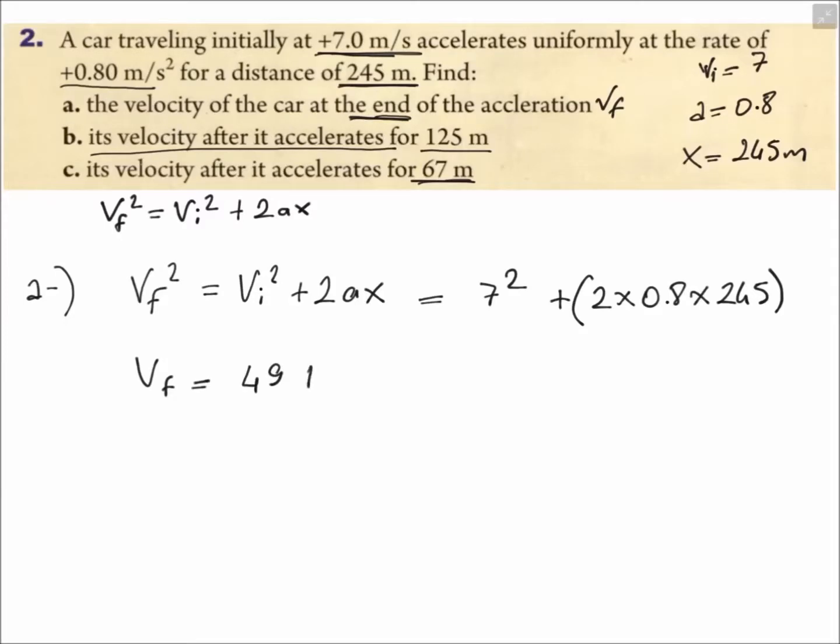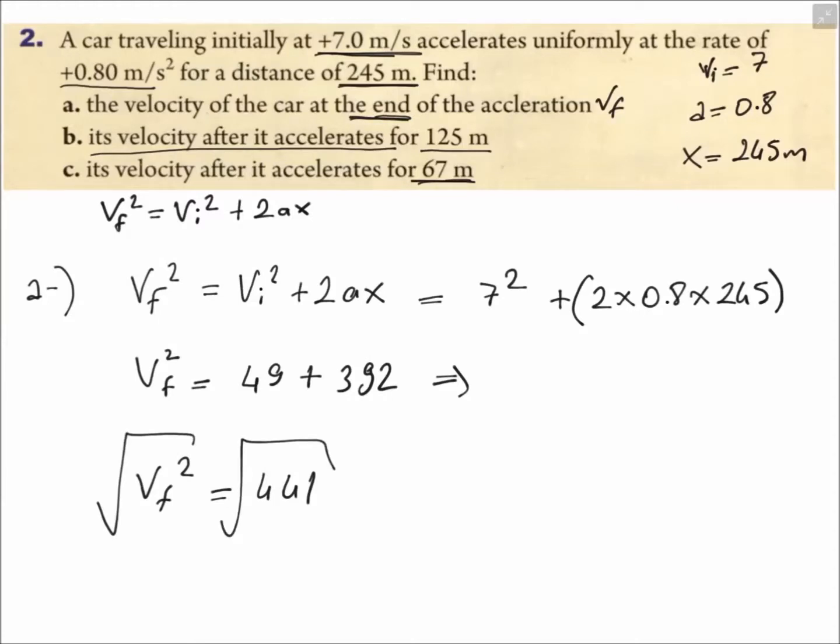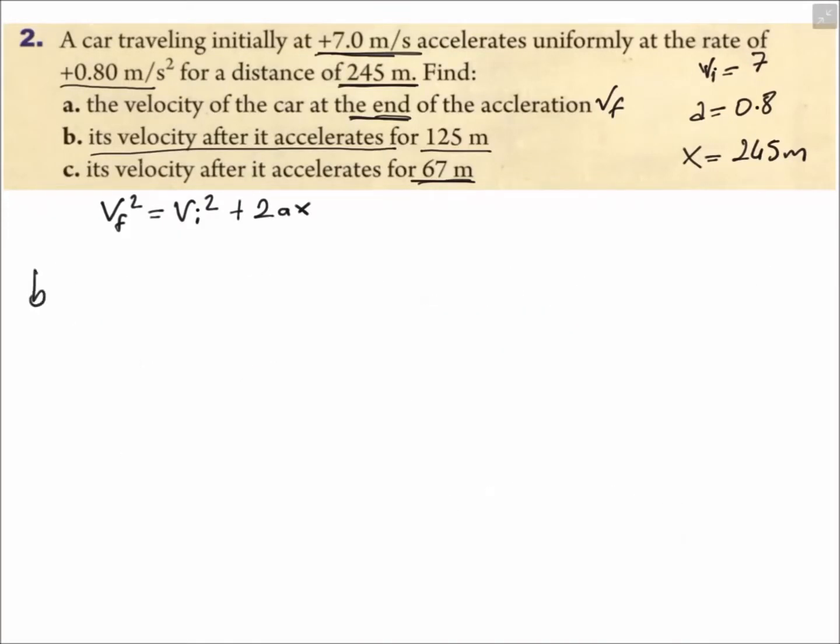So V final square is going to be 49 plus 392, so it will be 441. Then if you take the square root of both sides, we will find the V final, and the V final is equal to 21 meters per second. Now I'm going to solve B.